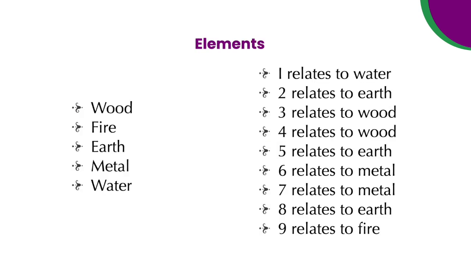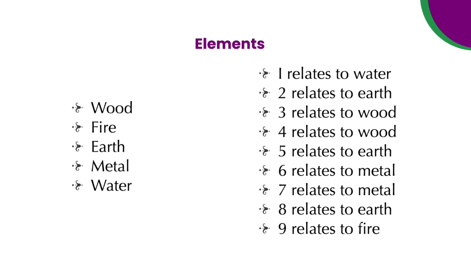There are 5 elements: wood, fire, earth, metal and water. 1 relates to water, 2 relates to earth, 3 relates to wood, 4 relates to wood, 5 relates to earth, 6 relates to metal, 7 relates to metal, 8 relates to earth and 9 relates to fire.